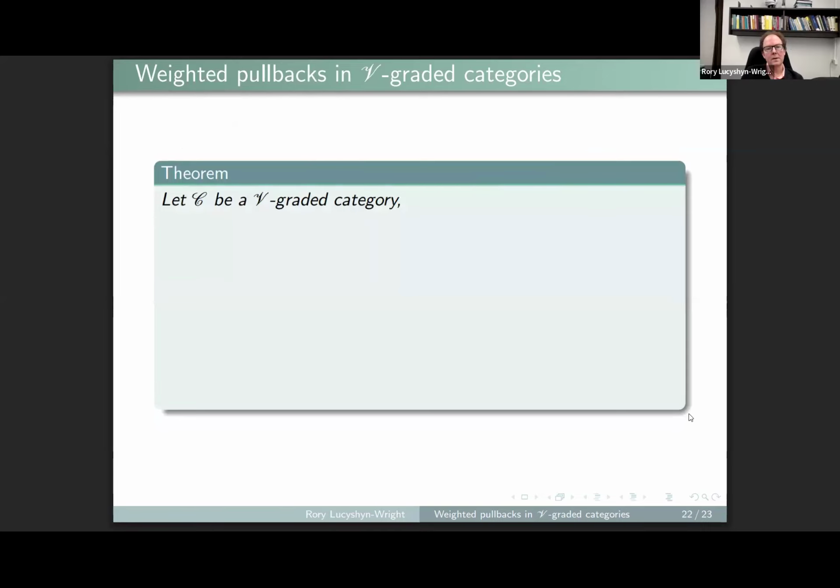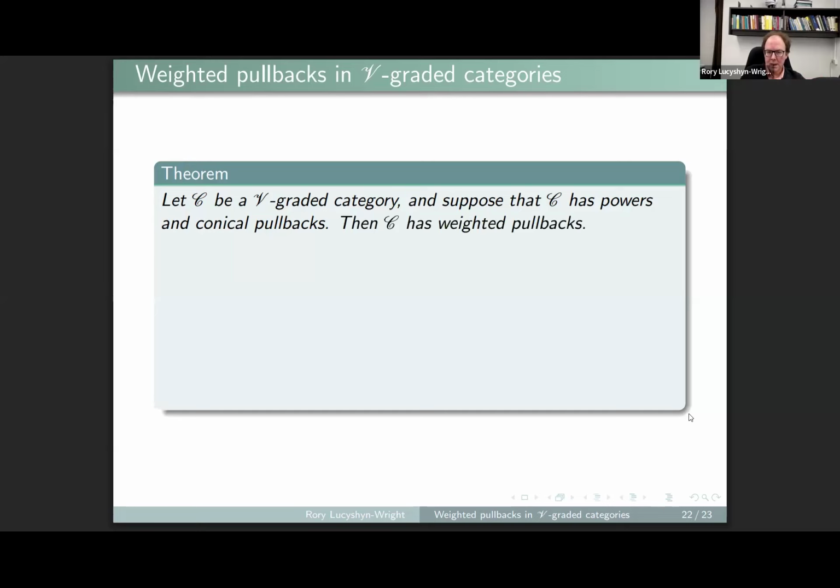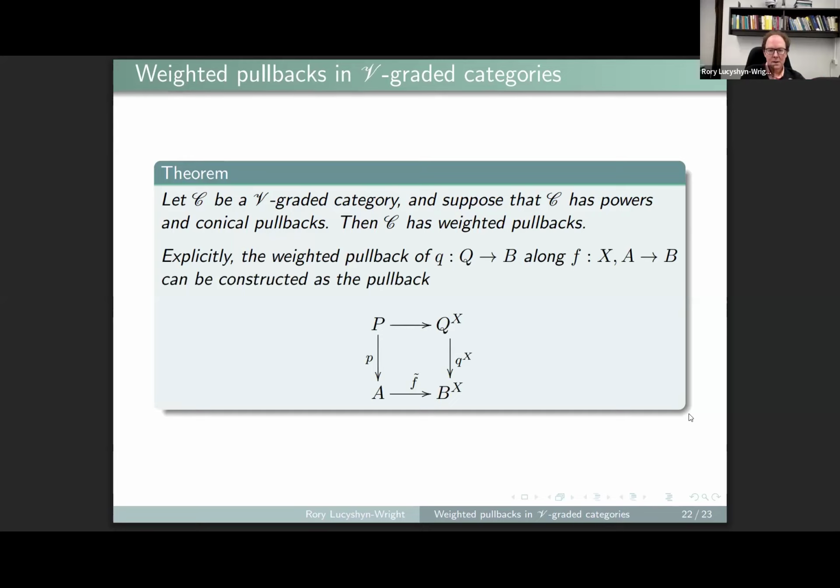And then these ideas lead to the following theorem. Let's say we have C being a V-graded category, and suppose that C has powers and conical pullbacks. Then we can mimic the recipe we had earlier, now in this V-graded setting, because then C has weighted pullbacks. We can construct them explicitly. The weighted pullback of Q along F can be constructed as the pullback of this form. So to have weighted pullbacks, it suffices to have powers and conical pullbacks.